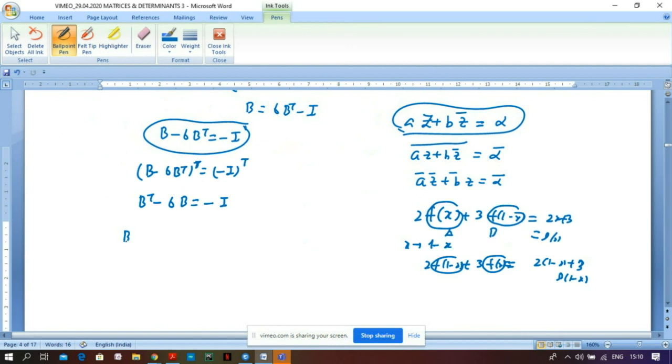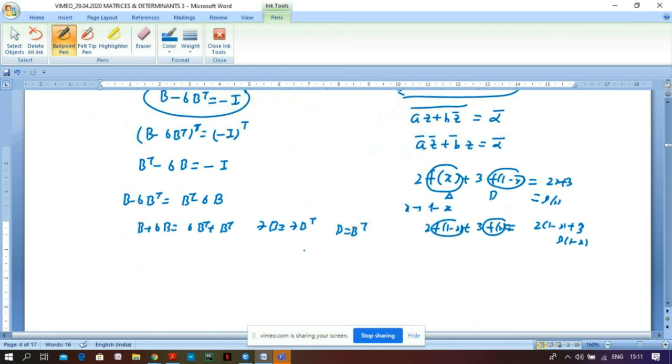Because they are equal, I can write that B minus 6B transpose is B transpose minus 6B. That gives me 7B is 7B transpose. So B is B transpose. So B is symmetric. And I can put B is B transpose here. So that will give me B plus 6B is 6B transpose plus B transpose. So 7B is 7B transpose. So we get B equals B transpose.